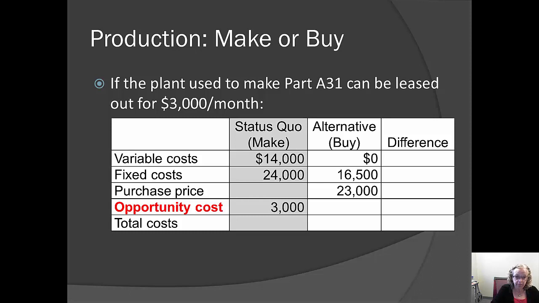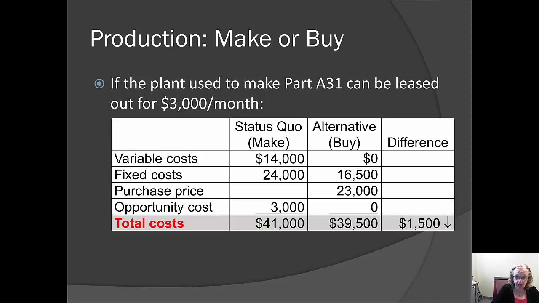It can't rent out that space if it is using the space to make the component. Therefore, choosing to make the component actually costs the firm $41,000. Now, if we compare that to buying the component, where there is no opportunity cost because we would be able to rent out that space, our total cost to buy is only $39,500. Thus, in this scenario, we actually save $1,500 by choosing to buy the component.